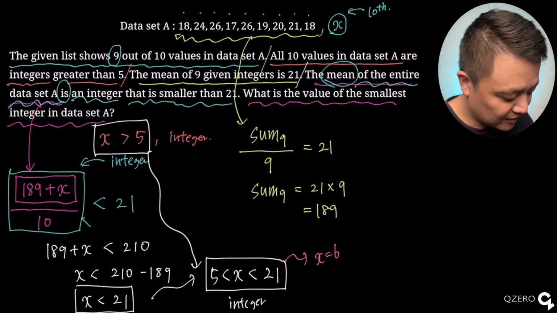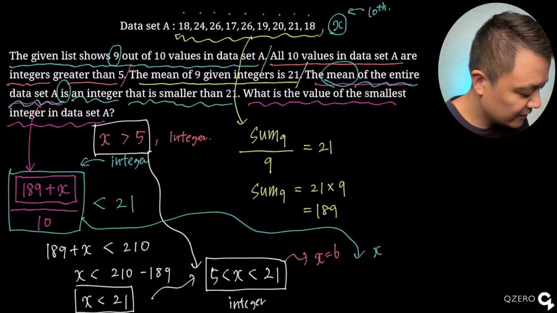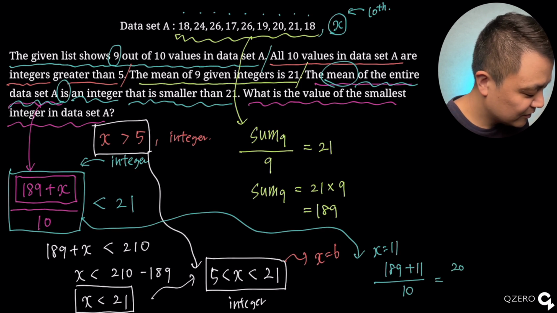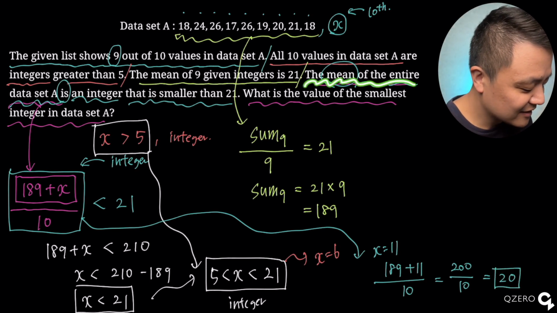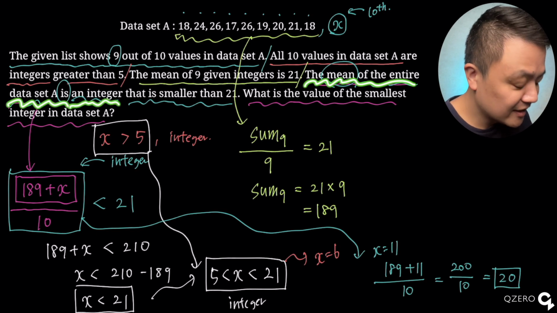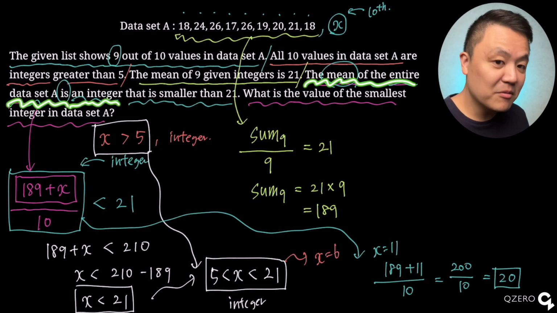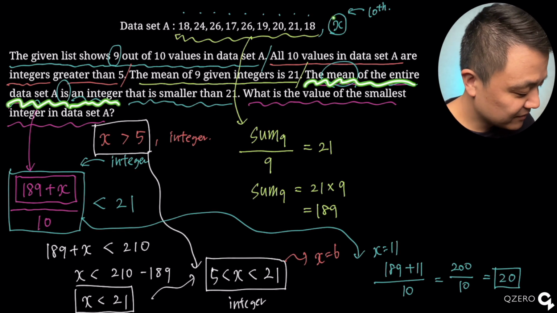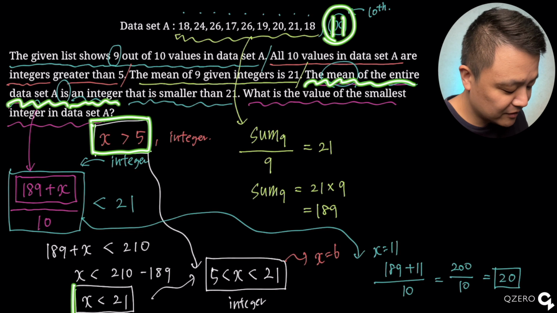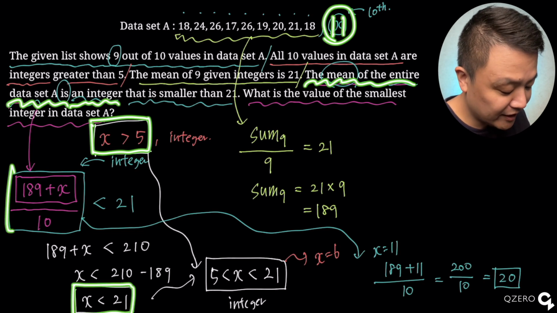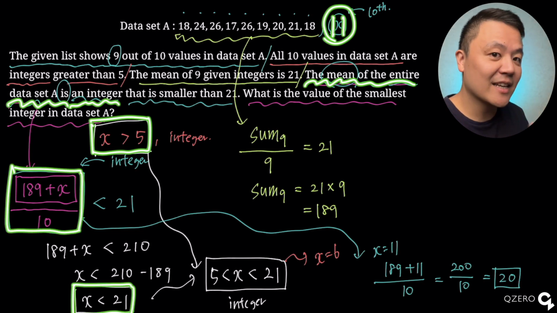Once you plug 11 for x, then (189 plus 11) over 10, you have 200 over 10, which is 20, which is an integer. So we are now satisfying this condition. The mean of the entire data set A is an integer. So we found the x value satisfying all 3 conditions. 1, lower boundary. 2, upper boundary. 3, integer condition. So x has to be 11.